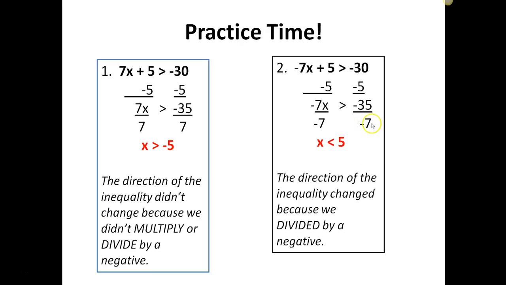That's why it changed. So obviously these problems were almost identical, but in problem number 1, we divided by a positive, so we don't have to change the direction. But in problem 2, I divided by a negative, and so yes, you do have to change the direction of the inequality. And if I were to graph this for you, I could explain the whole theory and philosophy as to why you have to do that.